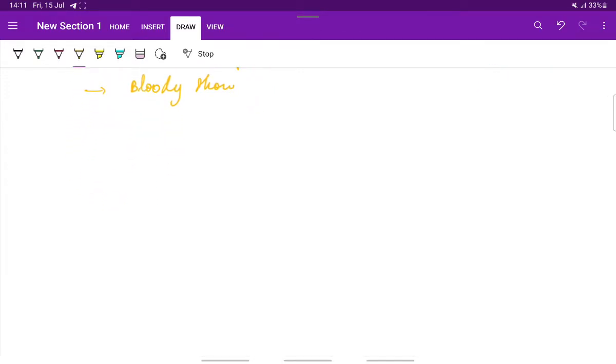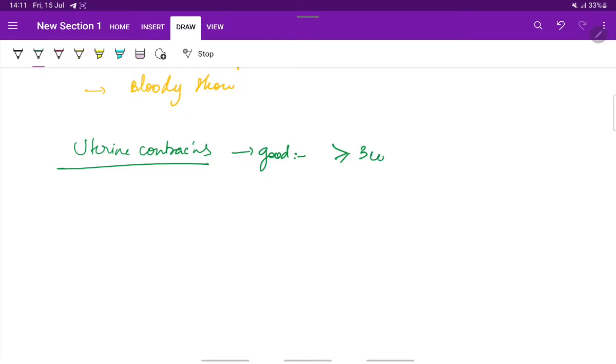So, the uterine contractions initially occur at an interval of half an hour, but then gradually they start to increase, and good uterine contractions are when there should be minimum 3 contractions in 10 minutes, each lasting for 45 to 55 seconds. This is the criteria for good uterine contraction.